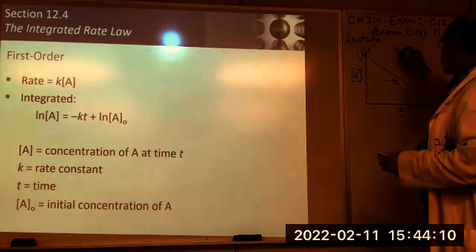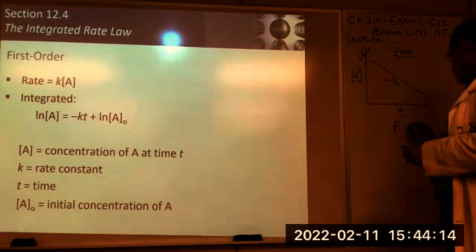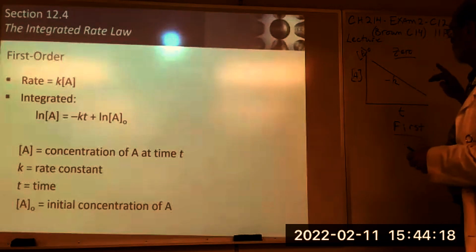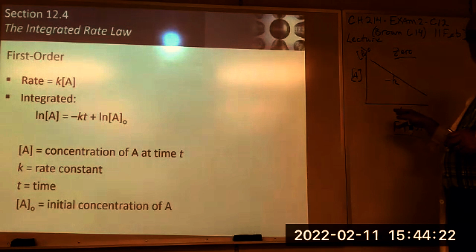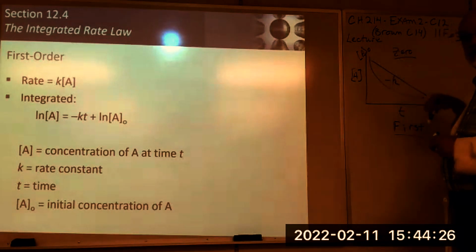This is zero order. First order, if you plot A against T in a first order reaction, it's going to be a curve like that.